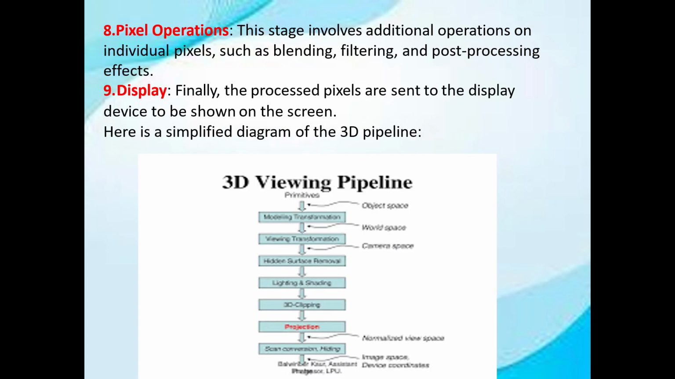And next, the eighth point, is pixel operations. This stage involves additional operations on individual pixels such as blending, filtering, and post-processing effects. Display. Finally, the processed pixels are sent to the display device to show on the screen. Here is a simple diagram of the 3D pipeline, that is the 3D viewing pipeline: modeling, viewing, hiding, lighting, projection, and lastly projection.